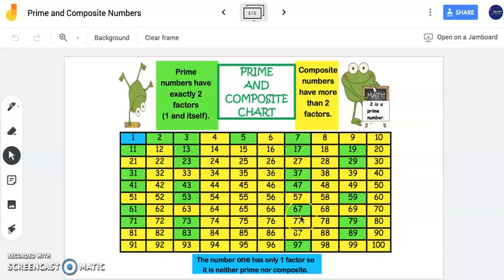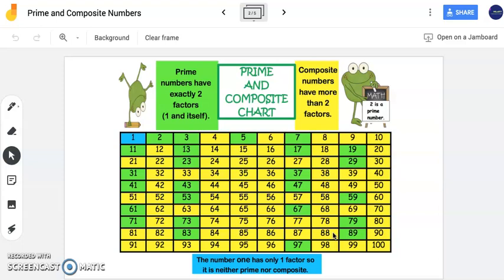Now we also have composite numbers. Composite numbers have more than two factors. Now notice in this chart there's many numbers highlighted in yellow. Those are composite numbers. There are significantly more composite numbers than prime numbers.